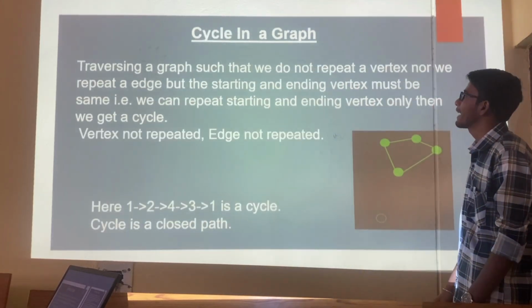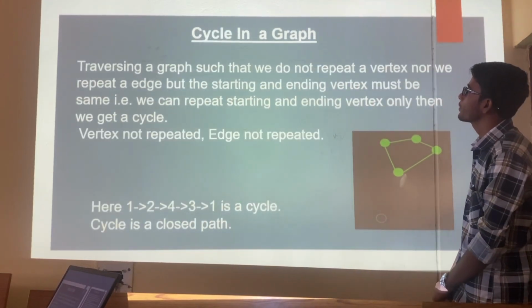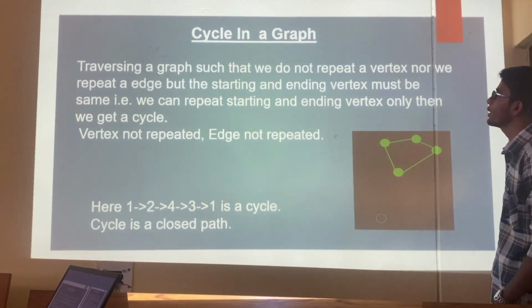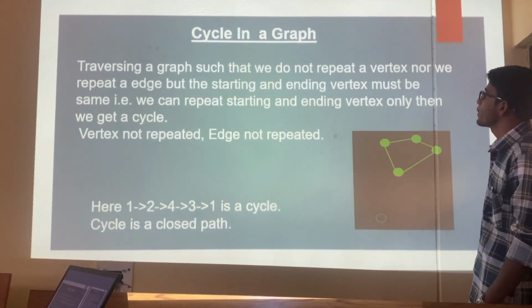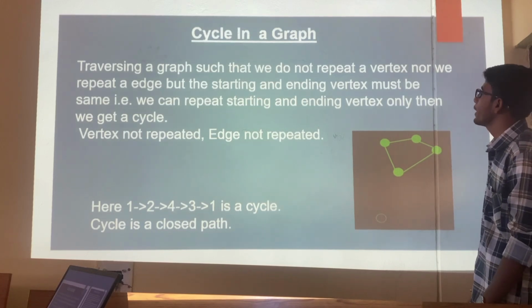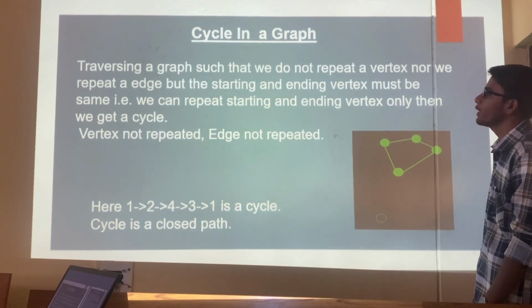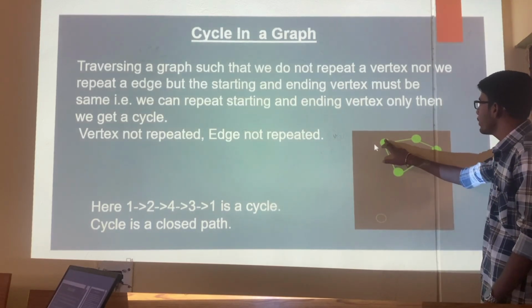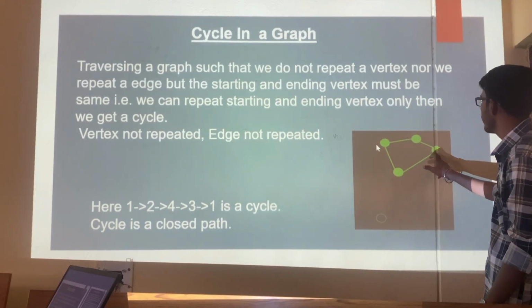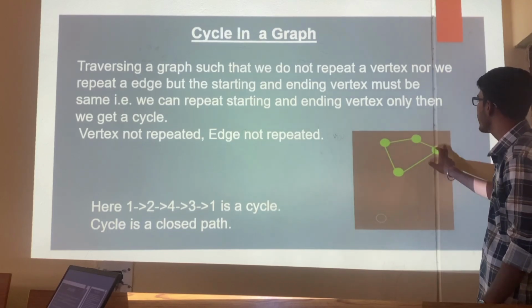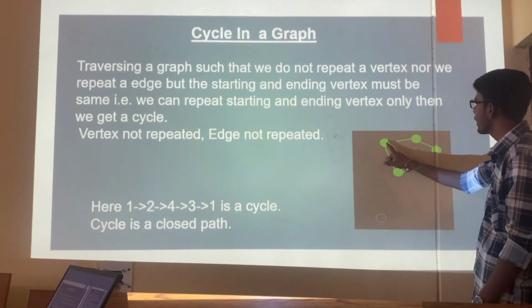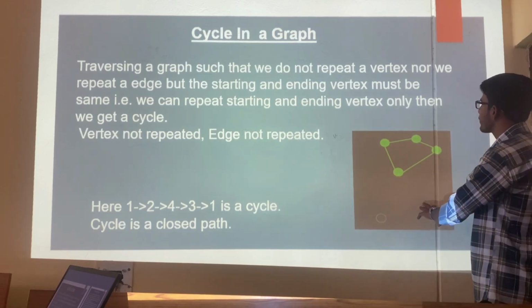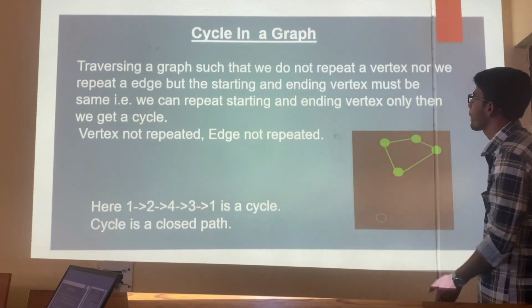Now let's see a cycle in a graph. Traversing a graph such that we do not repeat a vertex nor an edge, but the starting and ending point must be the same. We can repeat the starting and ending vertices only, then we get a cycle. Let's see an example: 1, 2, 3, 4, 1. In this way we get a cycle. Only the first and last elements are repeated, 1 and 1 only. A cycle is a closed path.